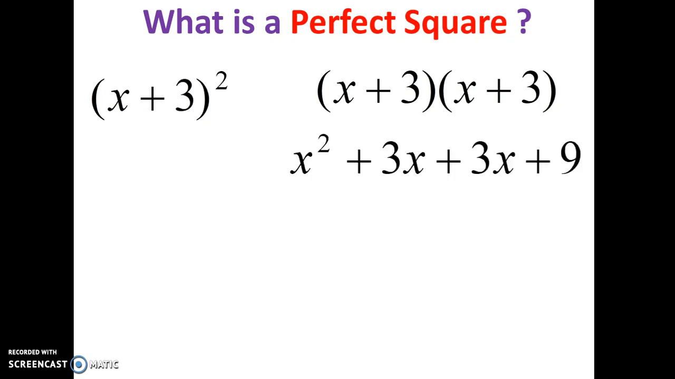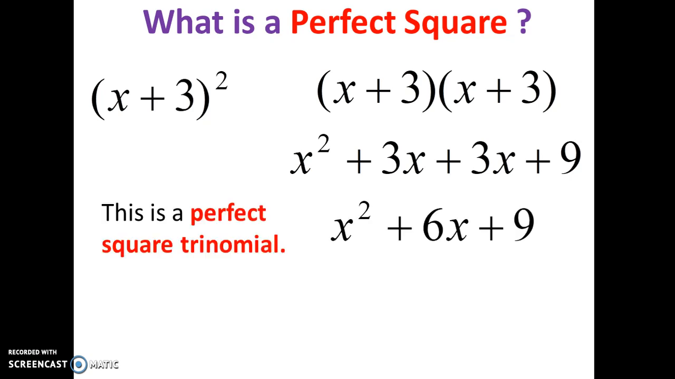If you multiply that through, you'll have x squared plus 3x plus 3x plus 9. And you can combine the 3x's to get x squared plus 6x plus 9. This is called a perfect square trinomial because it began with this perfect square right here. Just like we had 4 squared and then 4 squared became 4 times 4, this thing became (x + 3) times (x + 3). And the result is a perfect square, just like 16 was the result of 4 squared and 16 was a perfect square. This is now a perfect square.